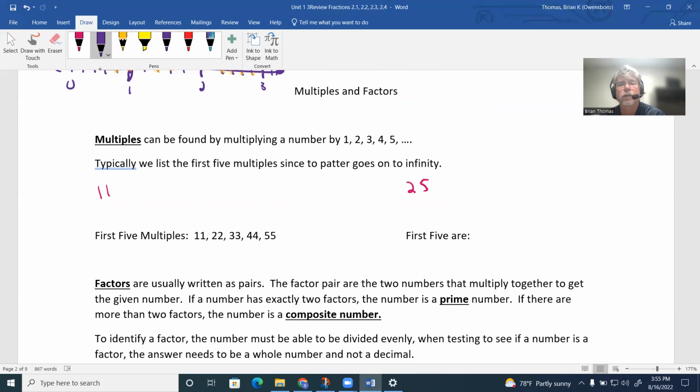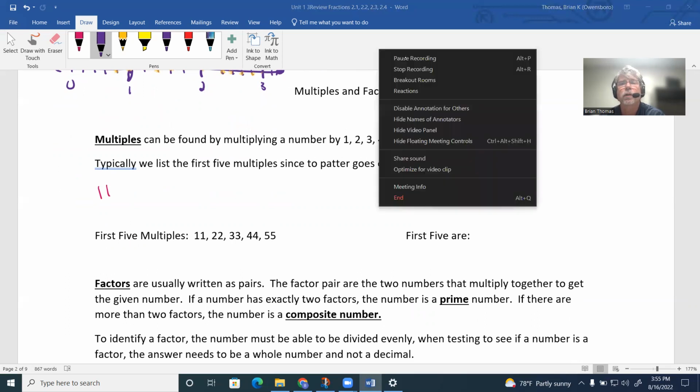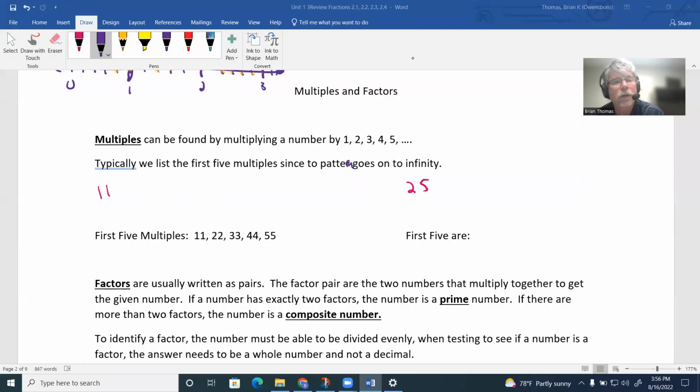So let's see, what's that mean? Hold on here. I don't know what that word actually is. So typically we list the first 5 multiples since the pattern goes on to infinity. So since this goes on forever, we typically just list the first 5 multiples.